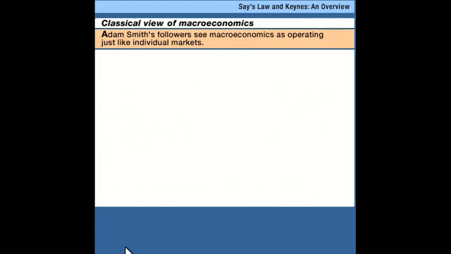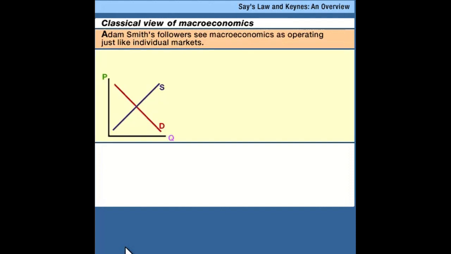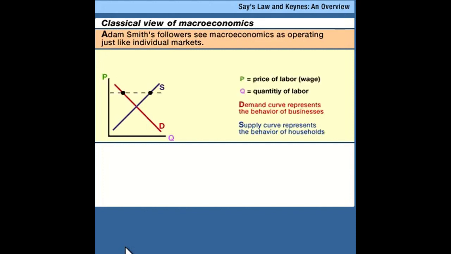That is, there's some wage that's established, and you can think of the wage as the price of labor. And at the going wage, there's a demand for labor, which represents the behavior of businesses. And there's a supply of labor, which represents the behavior of households. And if the wage is above the equilibrium wage, then what you wind up with is a larger quantity of labor supplied than the quantity demanded. And we call that excess supply of labor unemployment.